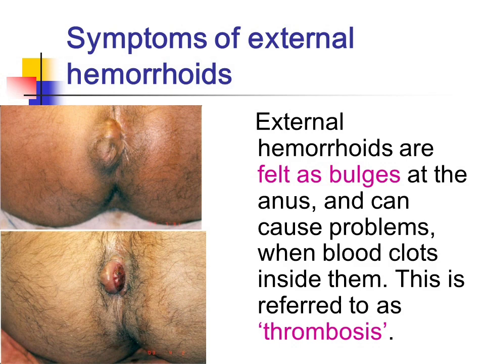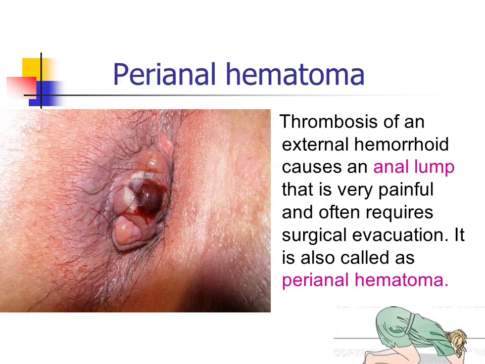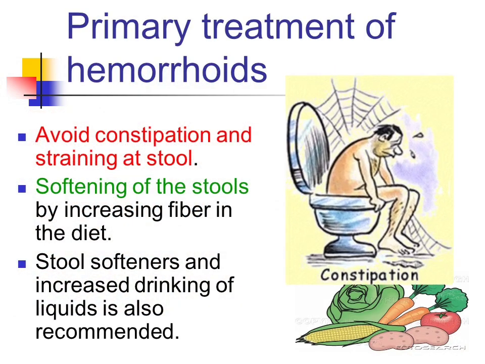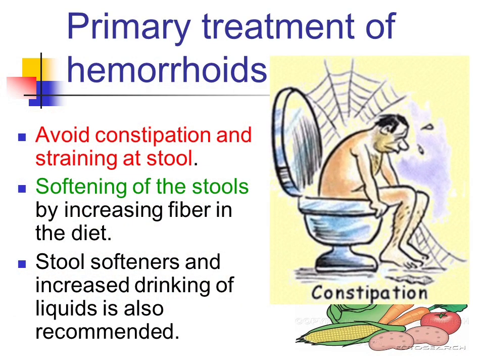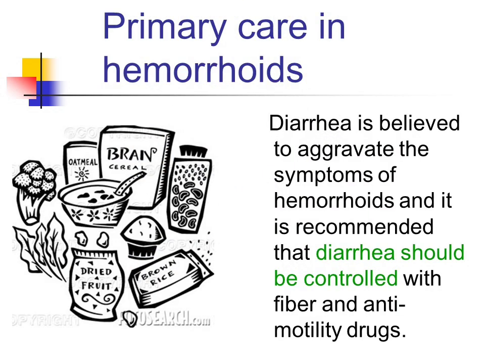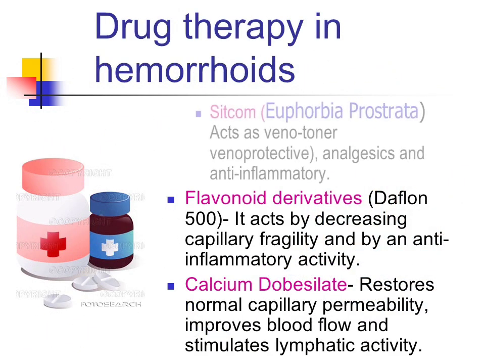Symptoms of external hemorrhoids: they are felt as bulges leading to pain, causing an anal lump which is very painful and requires surgical evaluation or evacuation. Primary treatment is to avoid constipation and soften the stools. Various foods have been advocated. Diarrhea should be controlled with fibers. Over-the-counter products are very popular. They reduce the symptoms of hemorrhoids.